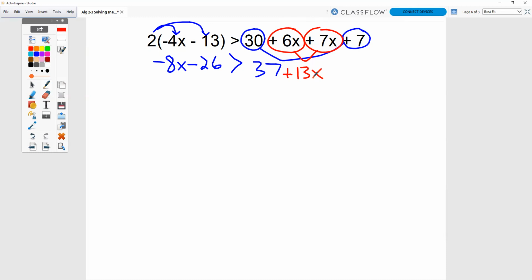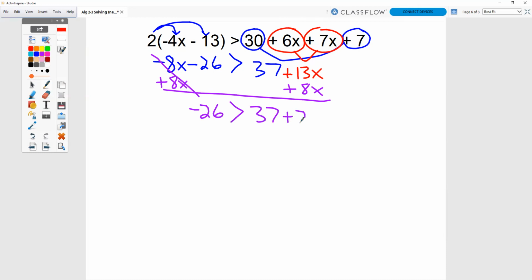Now I have letters on both sides of the equal sign. I want to try and get all my letters onto one side first. I like working with the smaller of the two letters. To get rid of this negative 8x, I want to do plus 8x and plus 8x. So I have negative 26 is greater than 37 plus 21x. Now it's just a two-step equation. To get that 21x all by itself, subtract by 37, subtract by 37. Negative 26 minus 37 is negative 63.